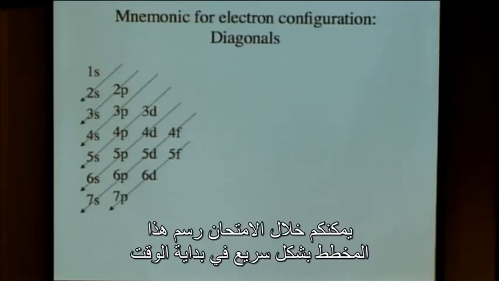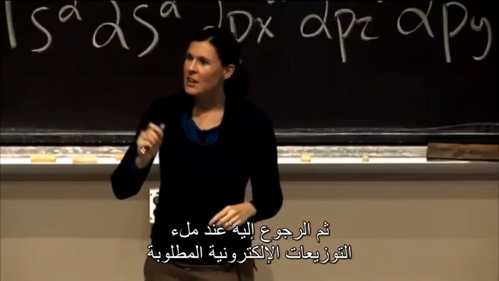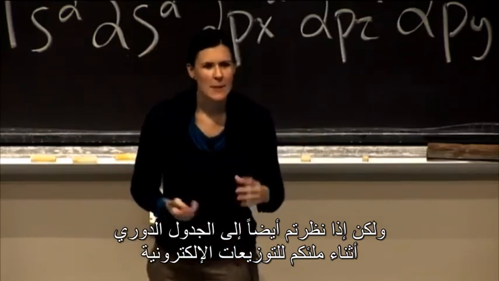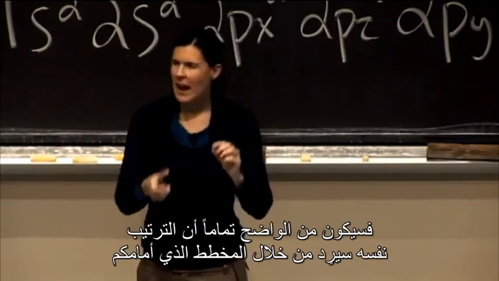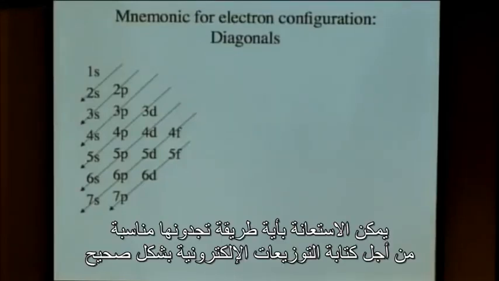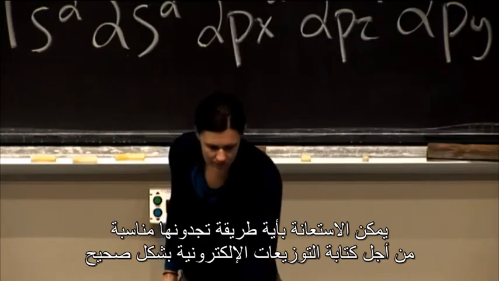If you want to on an exam, you can just write this down quickly at the beginning and refer to it as you're filling up your electron configurations. But also, if you look at the periodic table, it's very clear as you try to fill it up that way, the same order comes out of that. So whichever works best for you, you can do in terms of figuring out electron configurations.